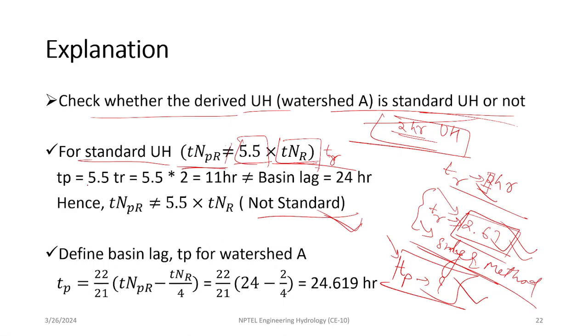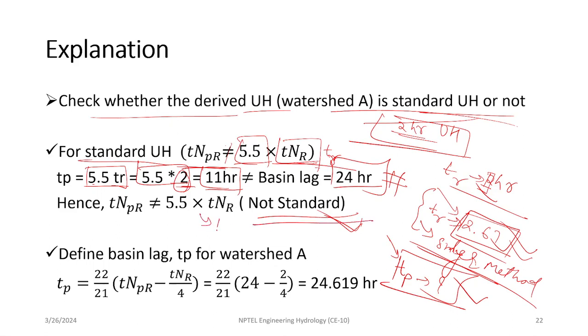Now check, I have just kept this numerical part. So 5.5 multiplied by TR will be how much? For watershed A it is 2 hours. So if I am multiplying it with 5.5, I am getting somewhat 11 hours, which is not equivalent to 24 hours. That is the thing I want you to see. This is not equivalent to 24 hours. In general, if it was standardized, it may have been equal values, but now it is not. So yes, it is not standardized.